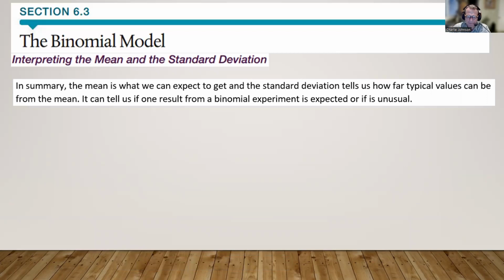In summary, the mean, or mu, is what we can expect to get from a binomial experiment and distribution. And the standard deviation tells us how far typical values can be from the mean. It can tell us if one result from a binomial experiment is expected, usual, or unexpected, unusual, a surprise.